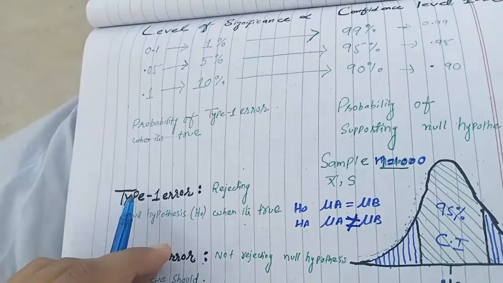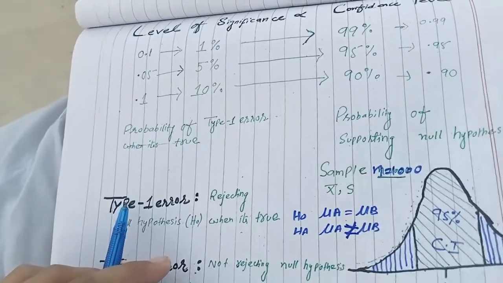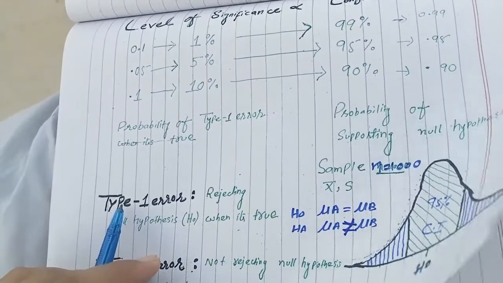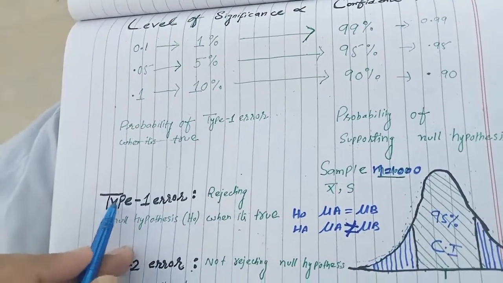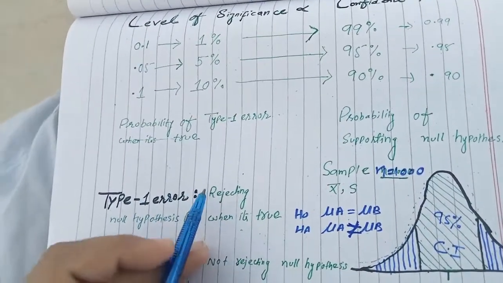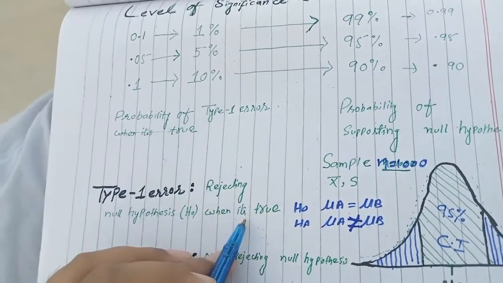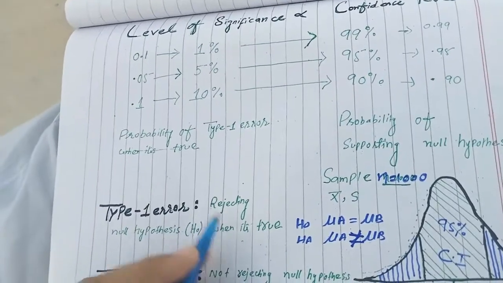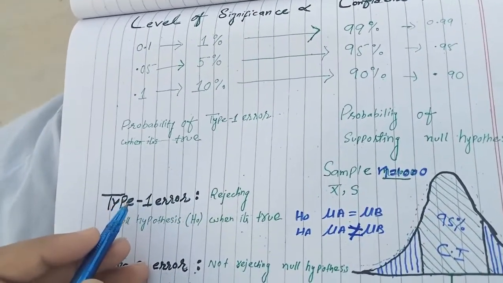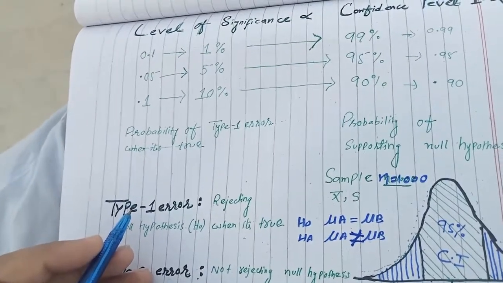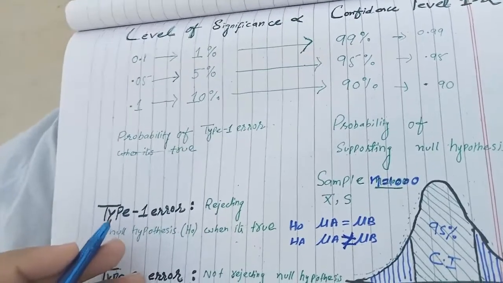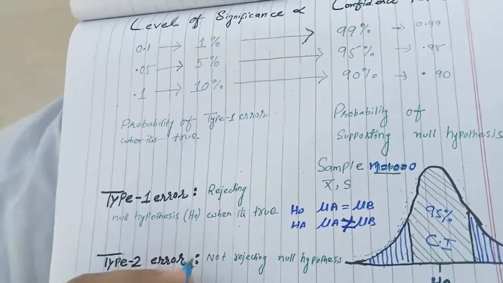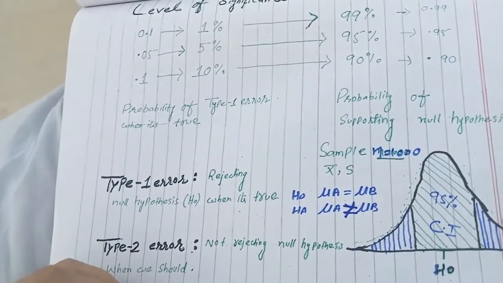Type 1 error is when we are doing hypothesis testing, and what is the percentage that we make a mistake? A type 1 error is rejecting the null hypothesis when it is true. It means that when we should support the null hypothesis, we are rejecting it. That is the type 1 error. When we are doing hypothesis testing, there are chances that we make a type 1 error. There is also a type 2 error. A type 2 error is when we are not rejecting the null hypothesis when we should.